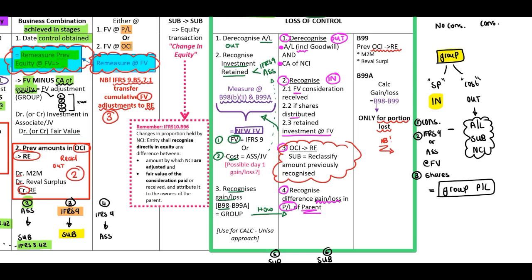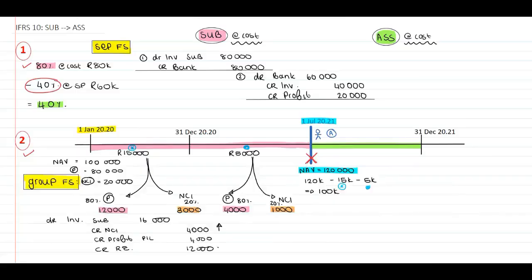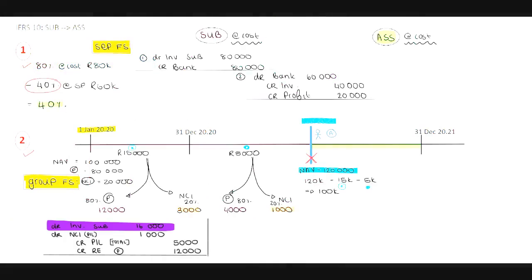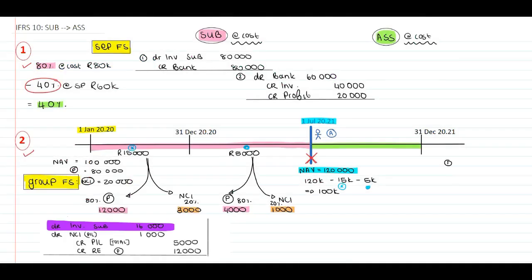Therefore, what we do is we now only determine what is our group profit or loss. This is what we now need to do. We need to determine the group profit or loss. How do we do this? We need to de-recognize, take out the assets and liabilities and carrying amount of our goodwill. Our step number 1, we need to take out the assets and liabilities including goodwill and our carrying amount of our NCI. How do we do this?